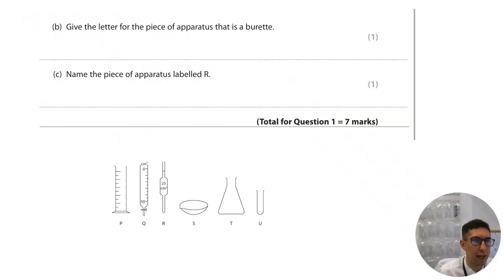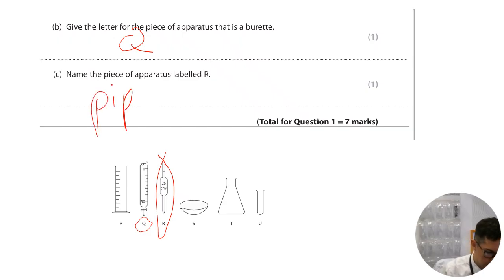Okay, give the letter for the piece of apparatus that is a burette. So we've already talked about that. That is a Q. Q is a burette. Name the piece of apparatus labeled R. So we've already said that. That is a volumetric pipette, but they'll accept pipette. Volumetric or glass pipette, but pipette is fine.